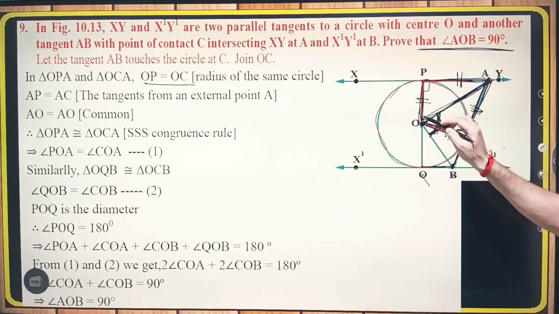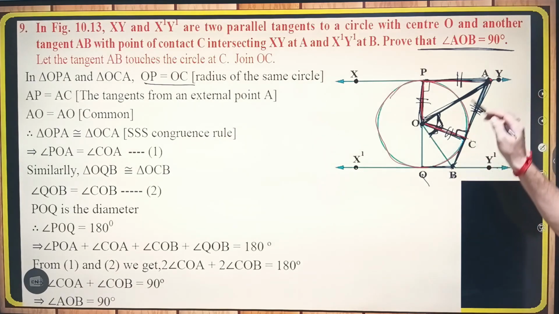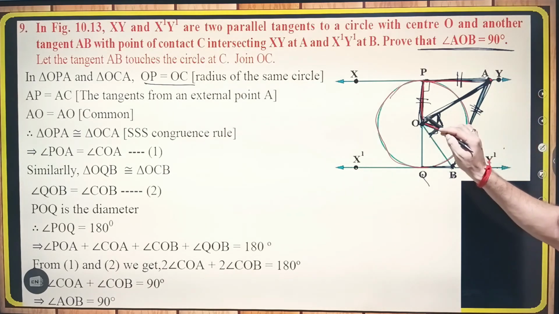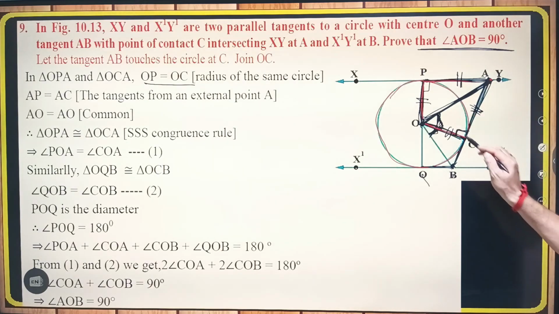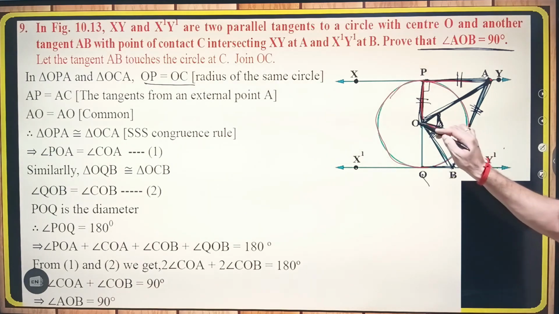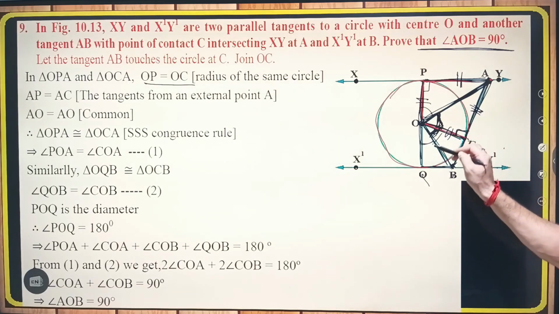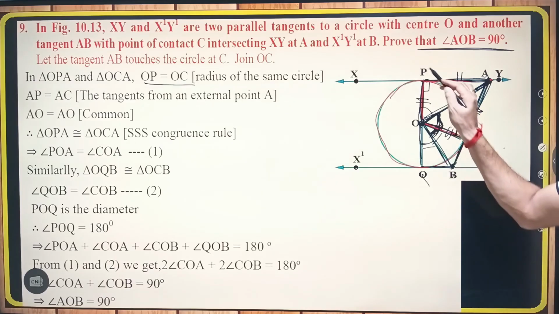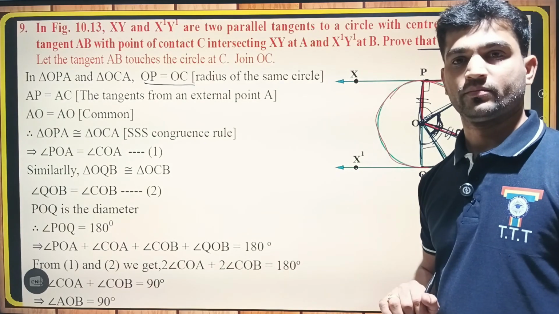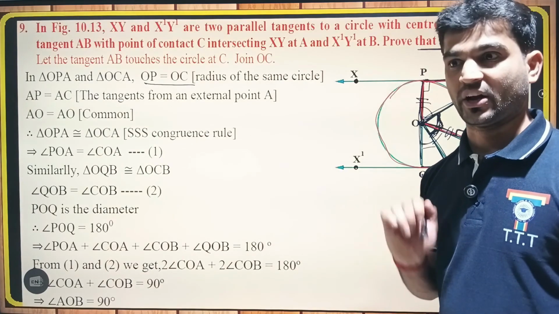In this scenario, take this angle POA, let me consider this is POA. Next, COA, another angle. Next one, COB, this side, this angle. Next BOQ, this angle. First one, second one, third one and fourth one. If you add these four, the total is POQ, which is equal to 180 degrees. The total sum of the angles is equal to 180 degrees because it is a diameter.